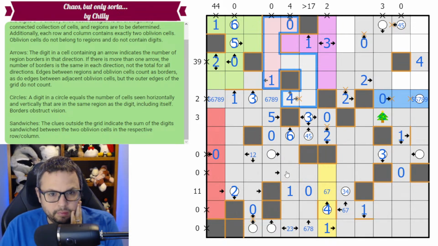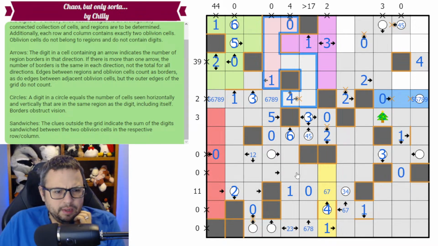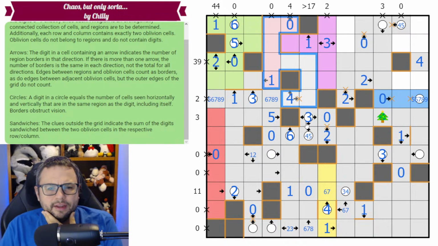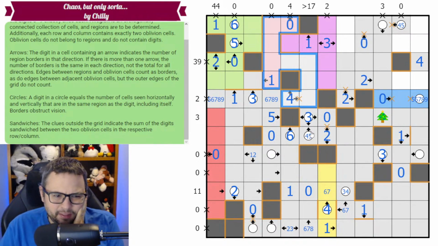1, 2, 3, 4, 5, 6. The 3 circle is broken. Why? Oh, because I have to put a border here. Oh boy, that is like into trifurcation there. We're like past bifurcation at that point.